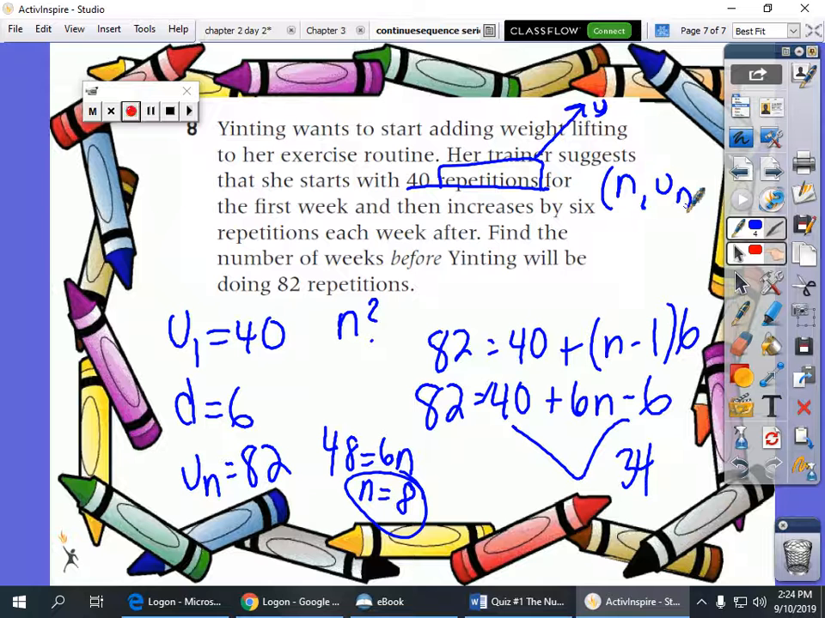Because it says find the number of weeks before she hits 82. I didn't read the before. Okay? That was a trick question. So technically the answer is 7. Yay? All right. So I'm going to stop that.